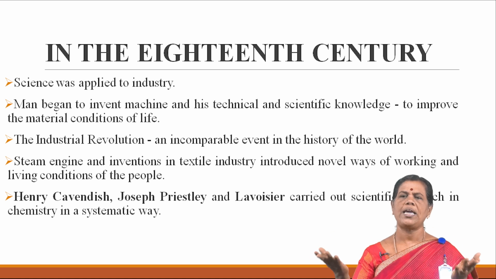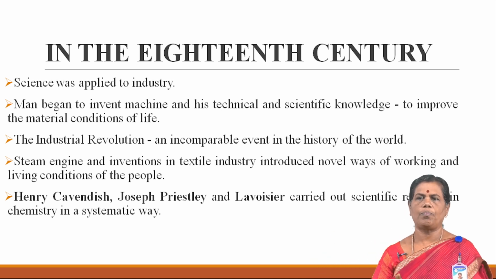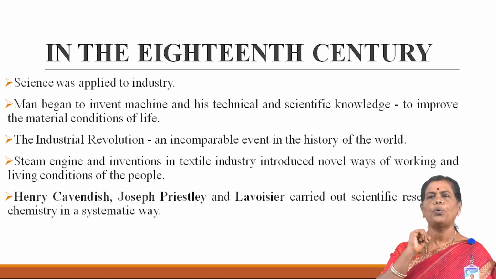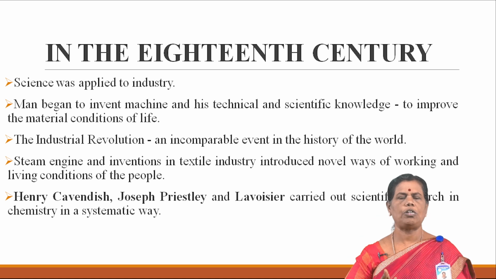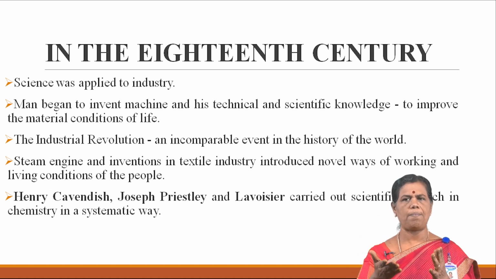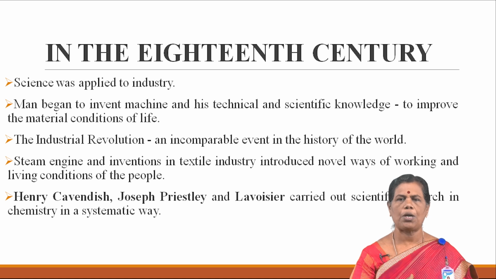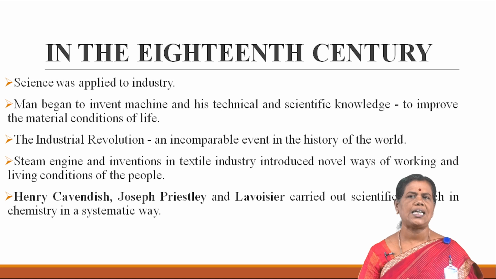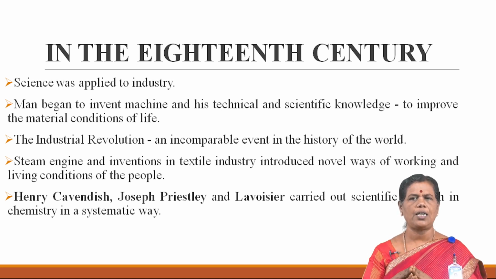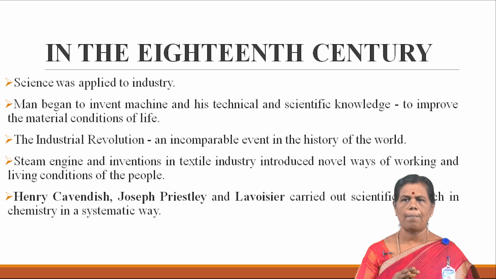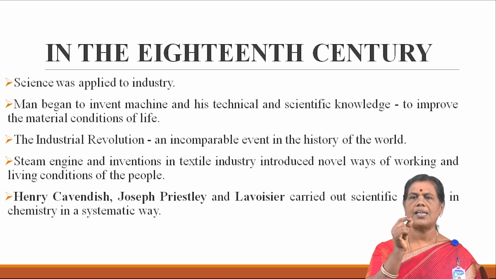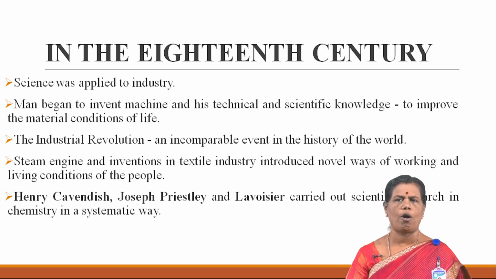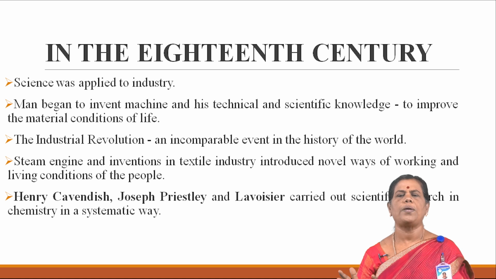The Industrial Revolution gave rise to colonialism and capitalism. These are the two important effects of the Industrial Revolution. So, what were the important machines? The steam engine, which was discovered by James Watt, and many inventions in the textile industry, for example the cotton gin to separate the seeds from cotton. These introduced novel ways of working and living conditions for the people.